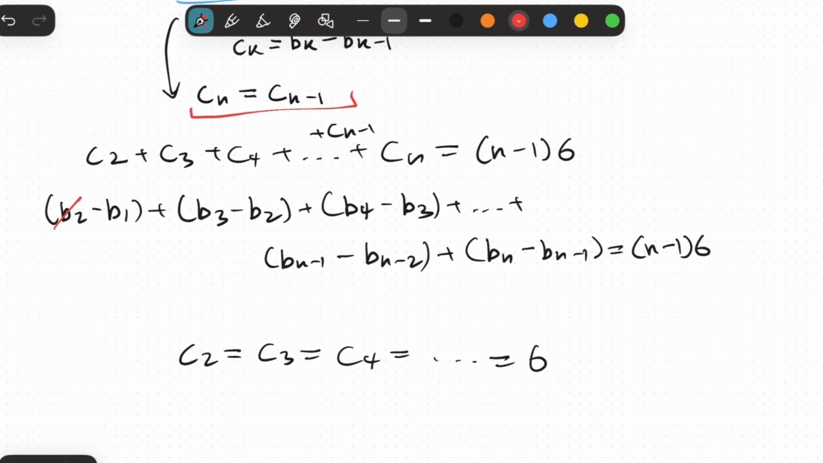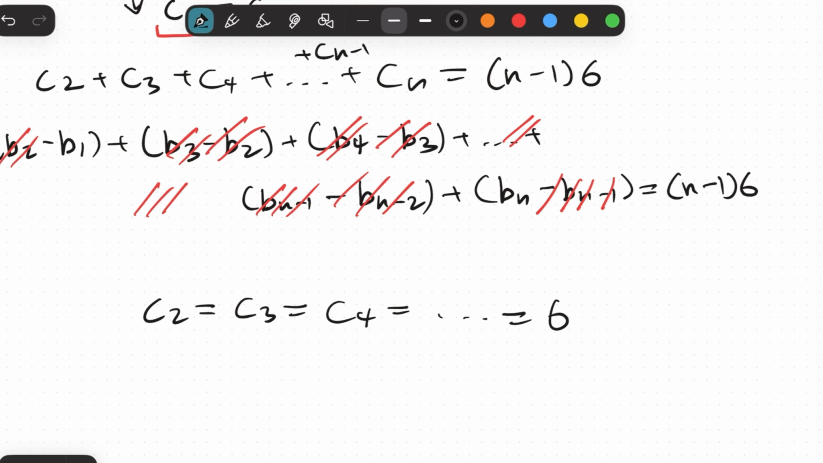Here in this case, this B2 cancels out with this negative B2. And this B3 cancels out with this negative B3. And you can see that this B4 will cancel out with some future negative B4. And all the way until this B(n-2), this would cancel out with some previous positive B(n-2), right? And this B(n-1) would cancel out with this negative B(n-1). And there we have it. That is our telescoping. And in the end, we're left with just Bn minus B1, and this is equal to n minus 1 times 6.